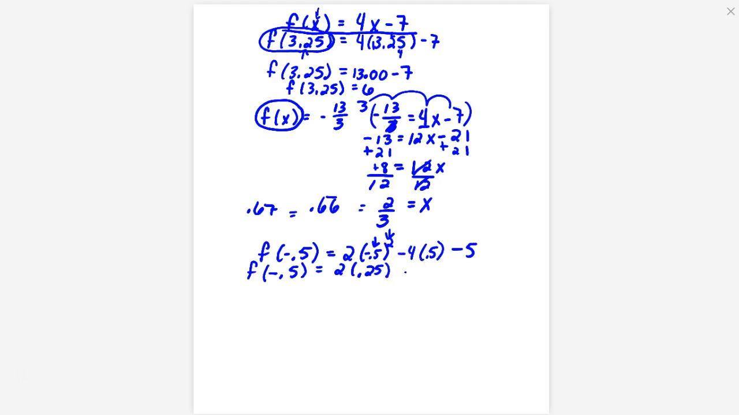And then 0.5 times negative 4 is negative 2. Half of 4 is 2. And 2 times 0.25 is going to be 2/4, is 50 cents, 0.5. Minus 2 minus 5, so negative 6.5. Double check my math on that, but I believe it is negative 6.5 for that one.